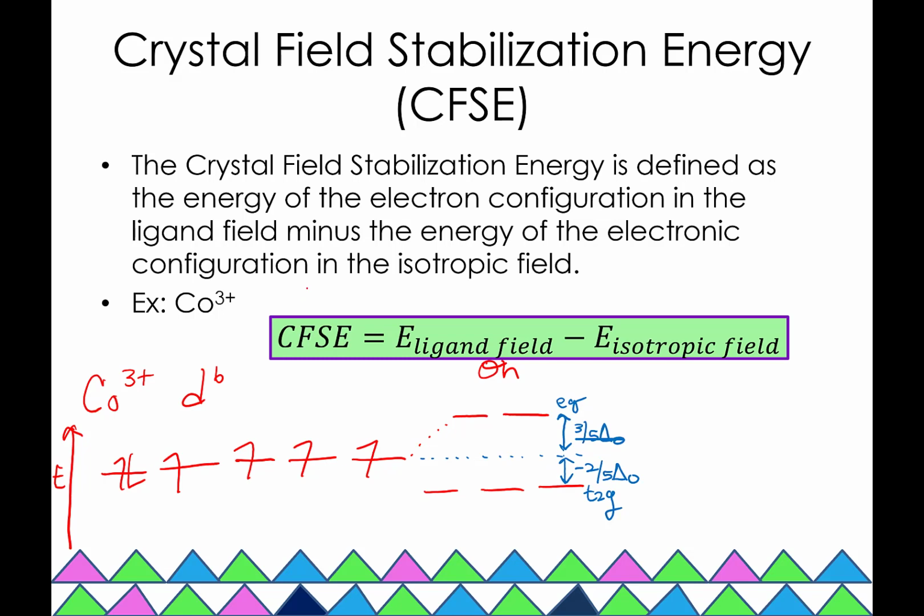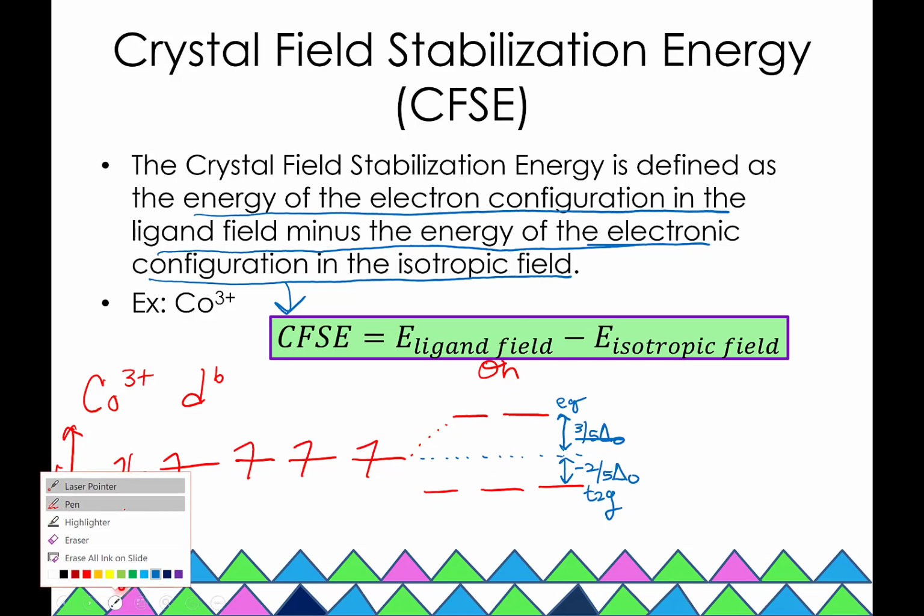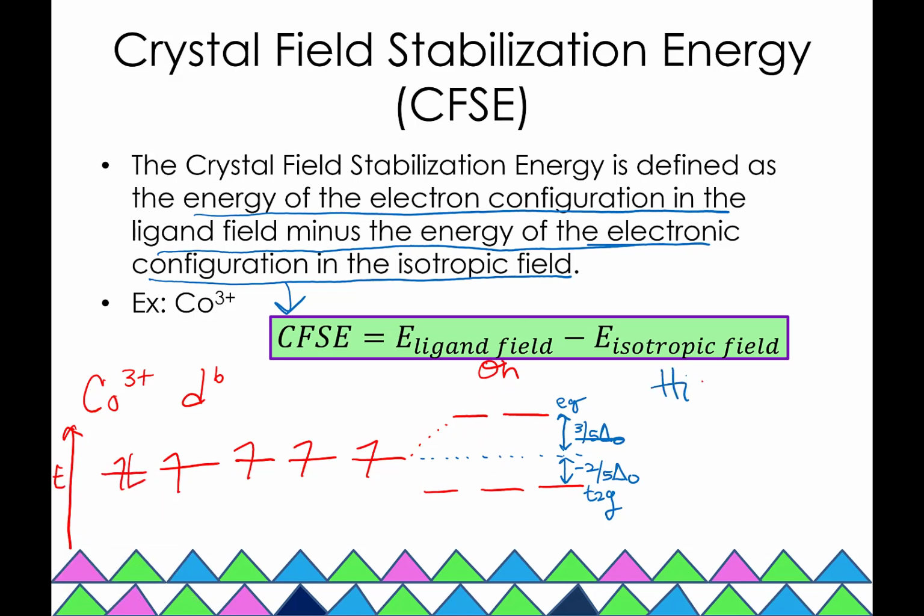Okay, so crystal field stabilization energy is simply defined as the energy of the electron configuration in the ligand field minus the energy of the electron configuration in the isotropic field. So isotropic just means that it's spherically symmetric. So if we had spherically symmetric ligands, these would all be degenerate. But when they're specifically in the octahedral orientation, then we have our eg orbitals higher and our t2g orbitals lower in energy. So let's assume that we're dealing with a high spin case.